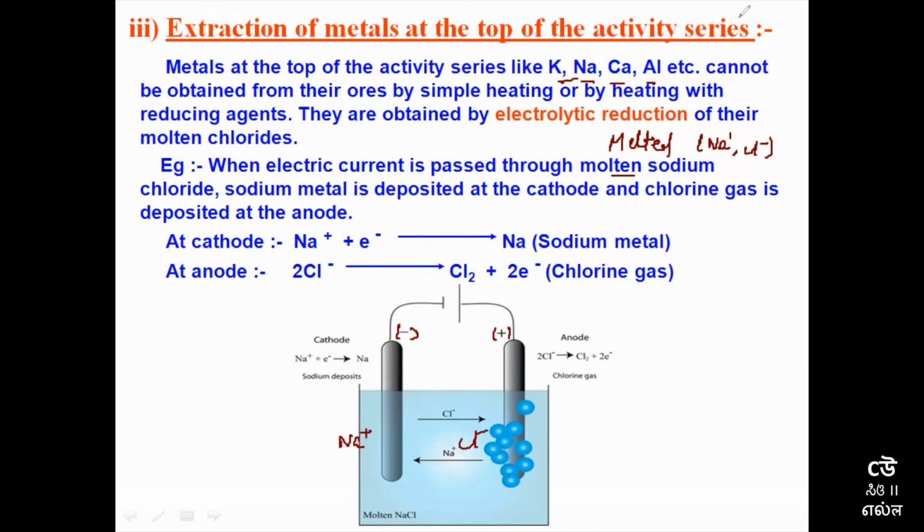Since there are free electrons, at the cathode the sodium ion, since it is carrying just one single positive charge, will combine with an electron to form sodium metal. On the other hand, at the anode, this chloride ion, since its quantity is 2, will lose 2 electrons to form chlorine gas. So that is how we can get metal with the help of electrolytic reduction of their molten chlorides.